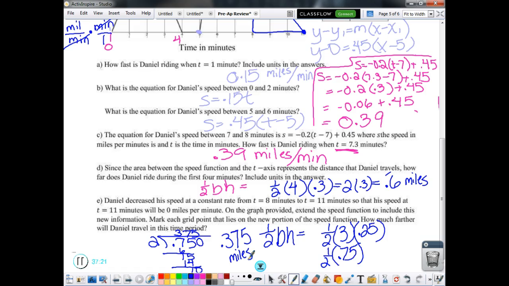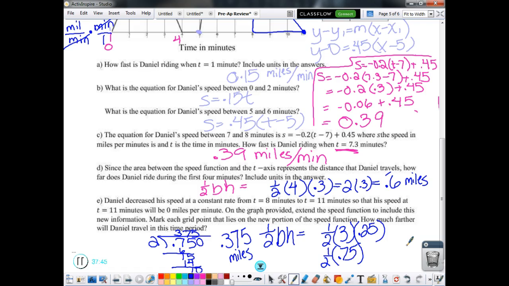Okay? So in that one you're finding the area of the triangle again from 8 to 11. Also, you can multiply 3 and 0.25 first. Yeah, that's what I did first because I don't know what half of 3 is. Well, it's 1.5. You can multiply 1/2 times 3. Whichever order you prefer.